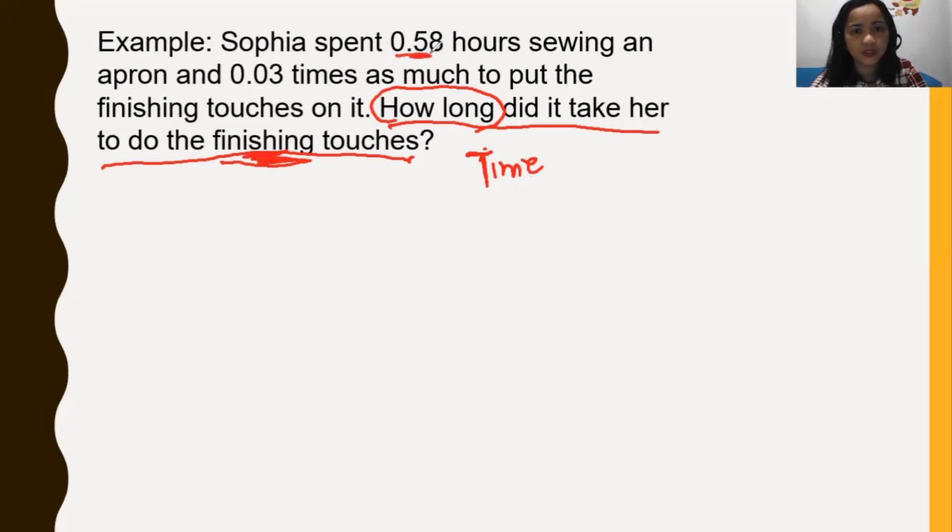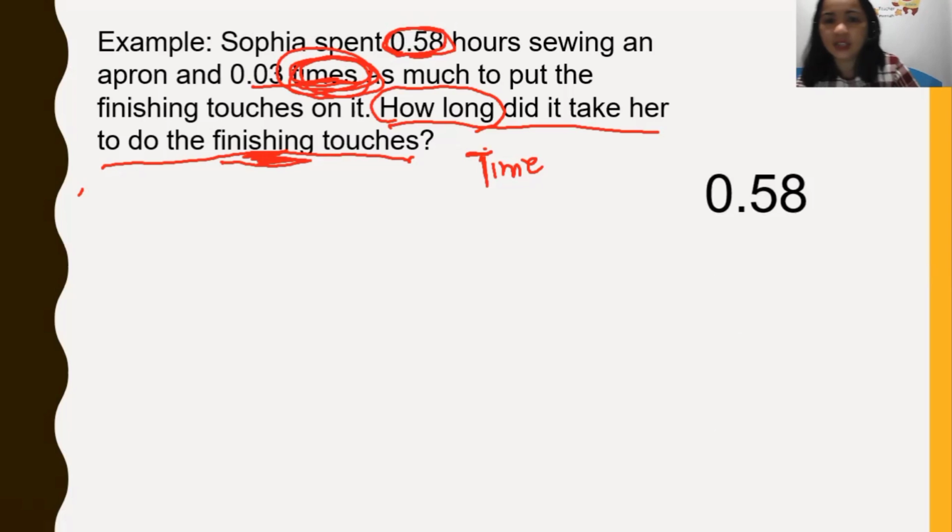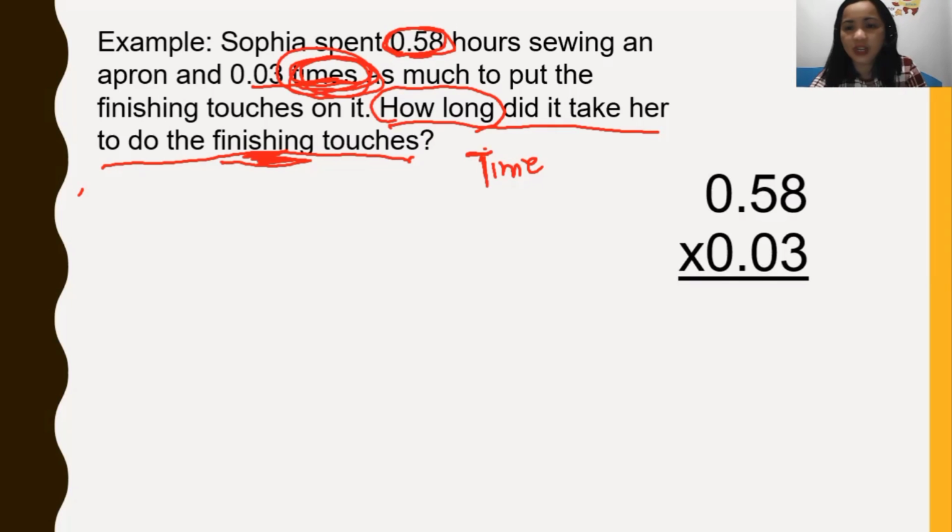So she makes the apron in 5.800 hours, and the finishing touches take 300 times as much as 5.800 hours. So that is what we will get. When we see "times as much" in our problem, that is multiplication. Now, let's proceed to the next. So we have the given 5.800 hours times 3.00.